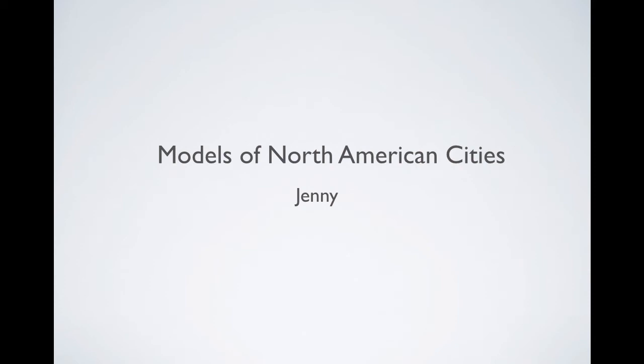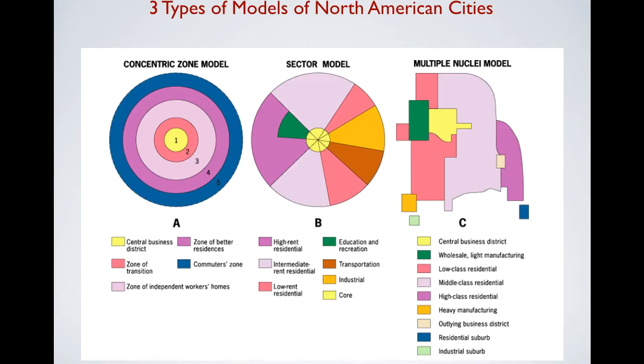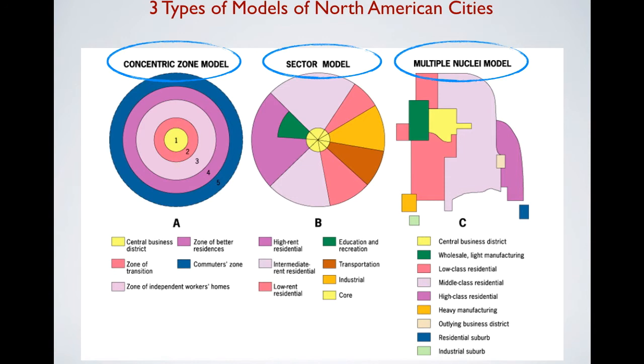Hi, so today I'm going to introduce you to the models of North American cities. Basically, there are three types of these models, including the concentric zone model, the sector model, and finally the multiple nuclei model. And I will go through these three types of models with you together.